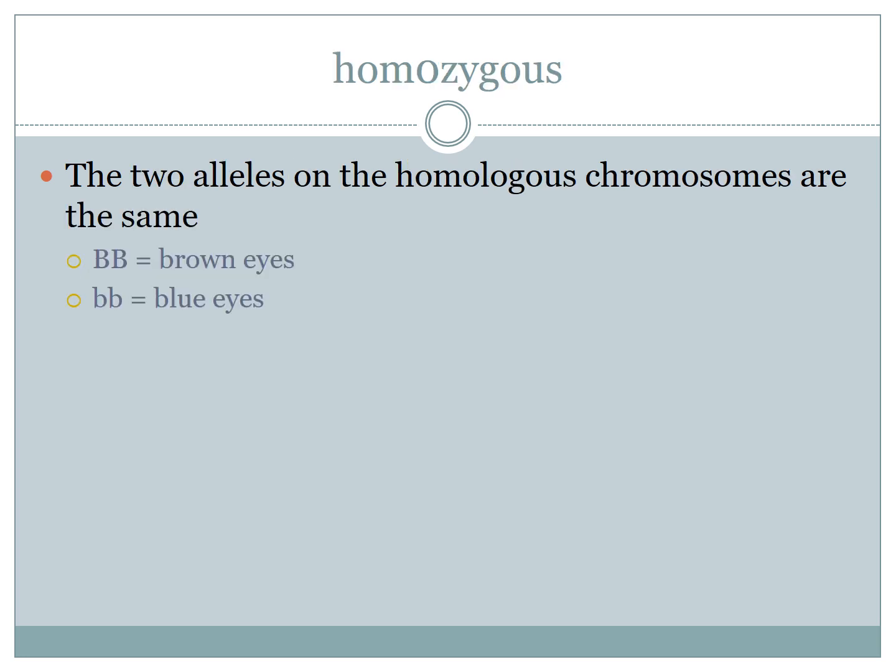If an individual inherits two of the same allele found on homologous chromosomes, they are considered to be homozygous. An example would be an individual that inherited both alleles for brown eyes, or another individual that inherited two alleles for blue eyes.